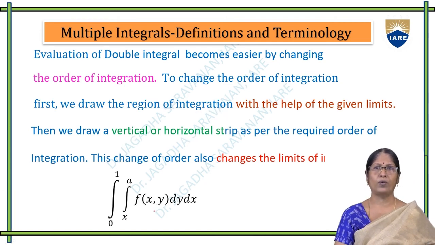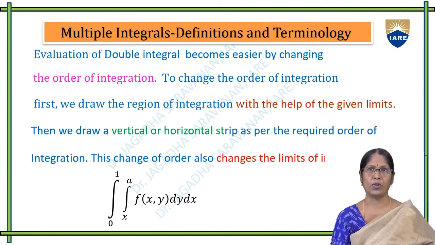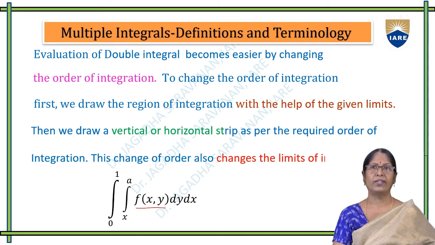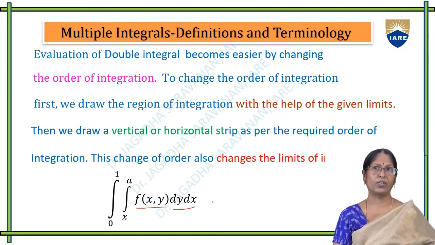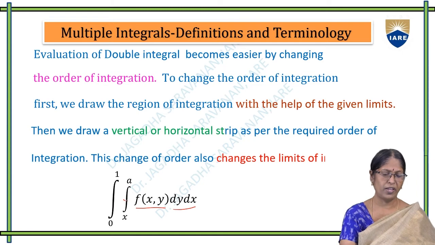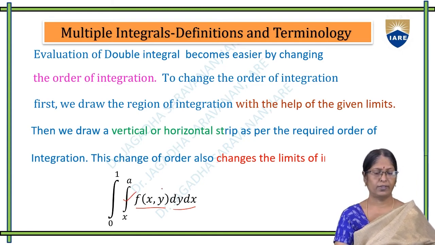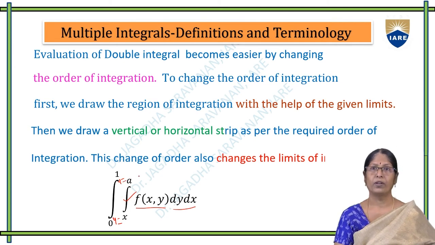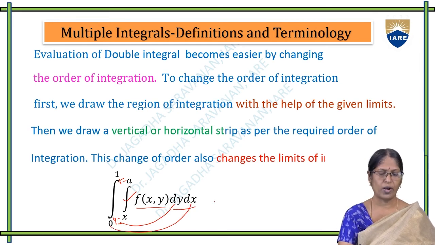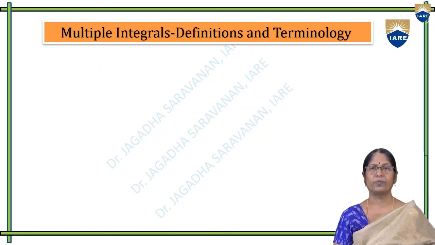So here we have a small example, which shows how these formulas are defined. Here we can notice f of x comma y, the function, and the dimension given is dy dx. The interior one we are noticing is from x to a, that means it is defined for y equal to x, y equal to a. We have to do it compulsorily with respect to y, which is written here as dy. The outermost one is 0 to 1 dx.